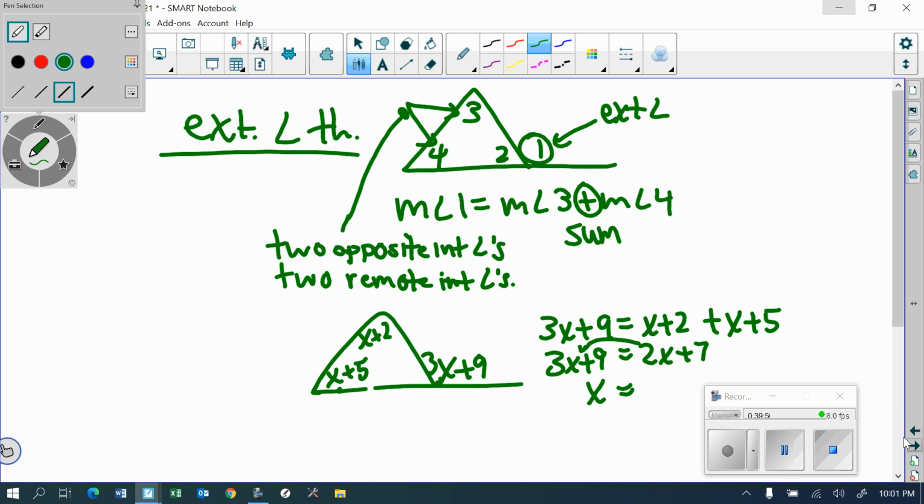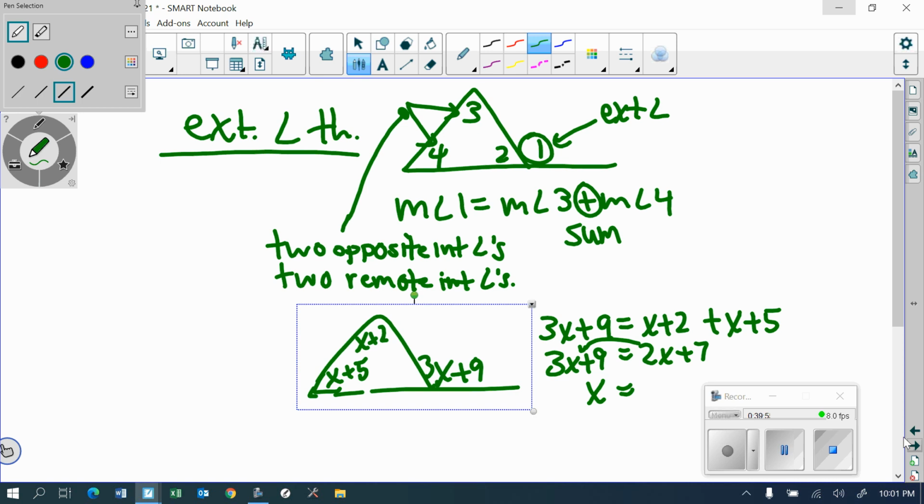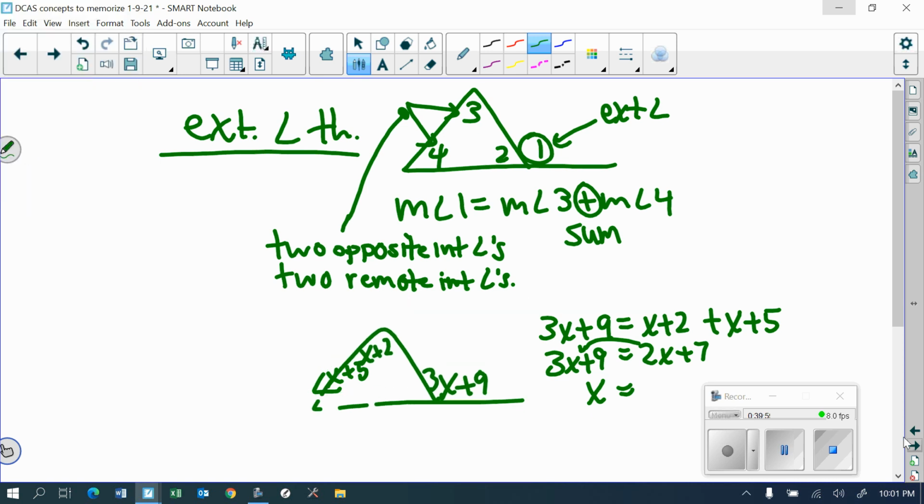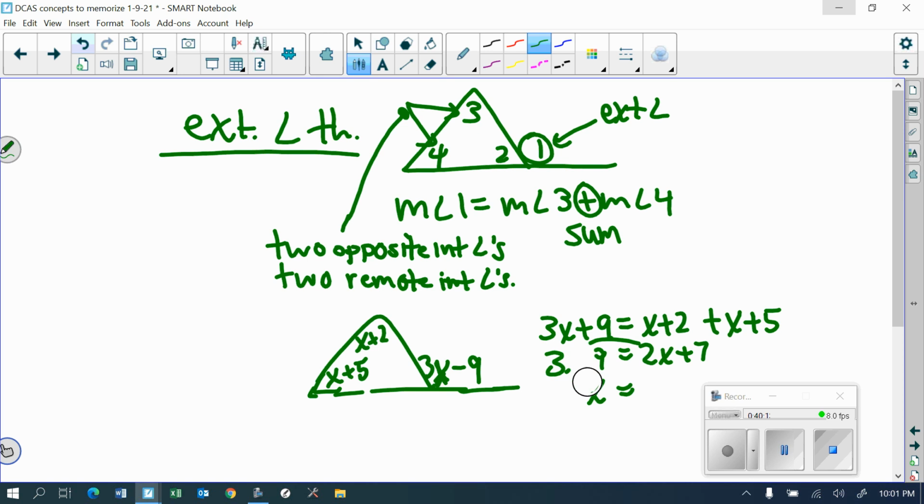This is not good. I should have changed this. I made up numbers without looking very well. Let's say this is 3x minus 9. So I change this to a minus 9 right here. So I'm going to add a minus 9 right there. Now I have x. I add the 9 across. 9 plus 7 is 16.